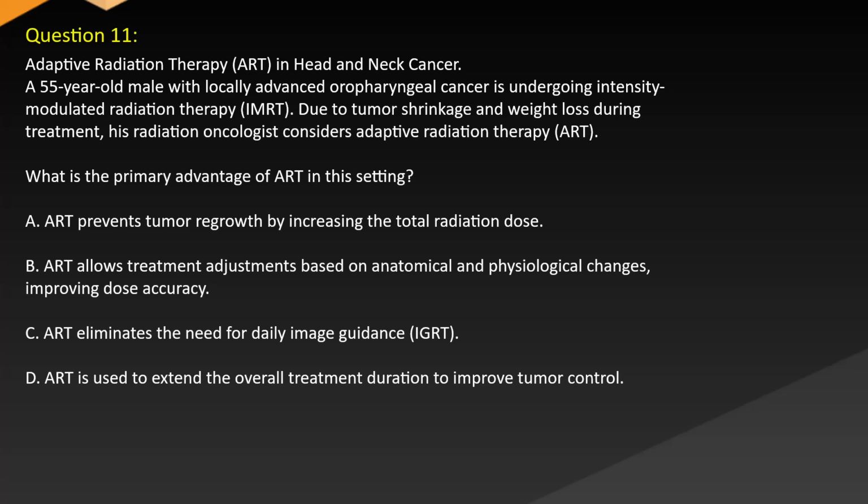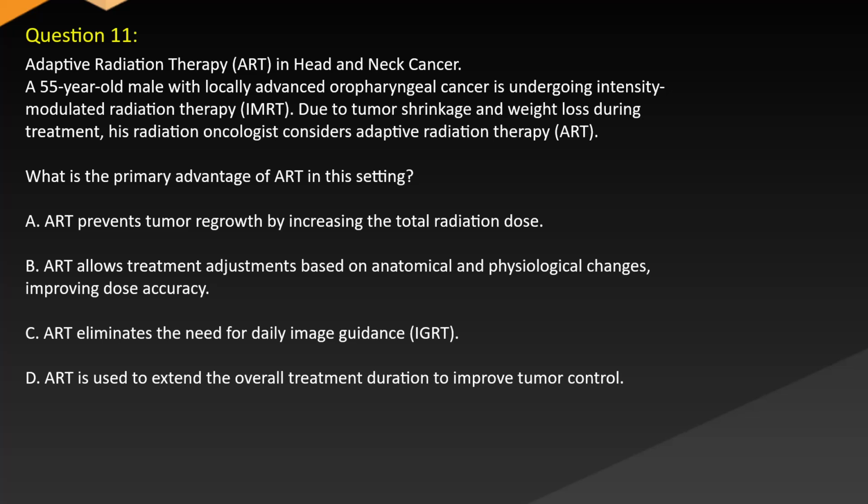A 55-year-old male with locally advanced oropharyngeal cancer is undergoing intensity-modulated radiation therapy (IMRT). Due to tumor shrinkage and weight loss during treatment, his radiation oncologist considers adaptive radiation therapy, ART. What is the primary advantage of ART in this setting? A. ART prevents tumor regrowth by increasing the total radiation dose. B. ART allows treatment adjustments based on anatomical and physiological changes, improving dose accuracy.